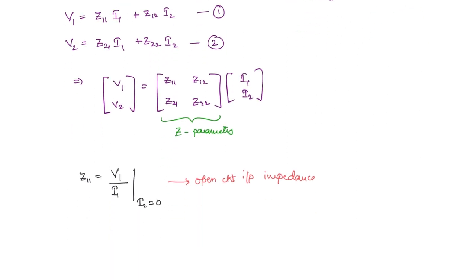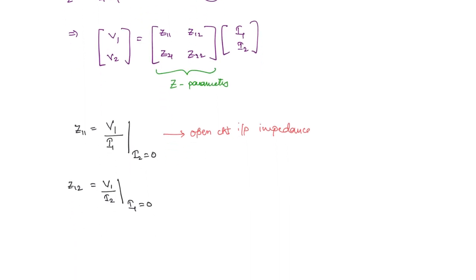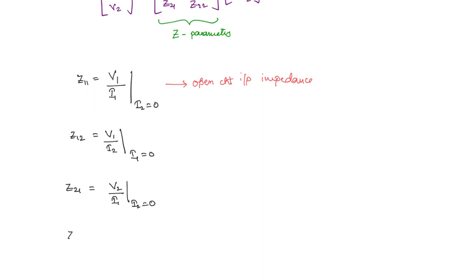Similarly, now you can write the other parameters. What will be Z12 in equation 1? If you keep I1 as 0, then you will get Z12 is equal to V1 by I2. This is when I1 is equal to 0. Okay. Then what about Z21? You are going to get V2 by I1 when I2 is equal to 0. And finally, Z22 is equal to V2 by I2 when I1 is equal to 0.